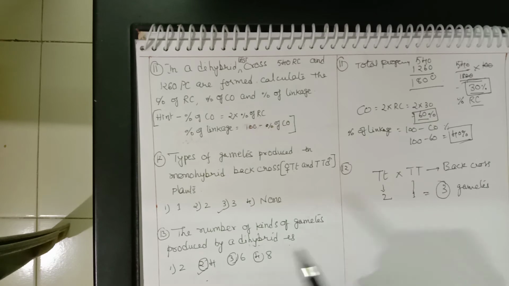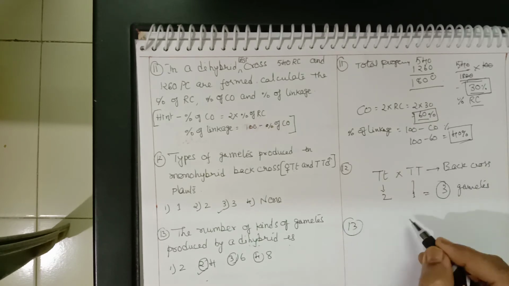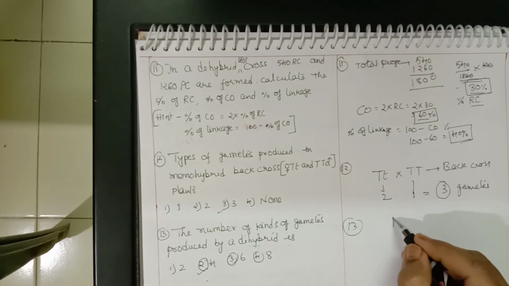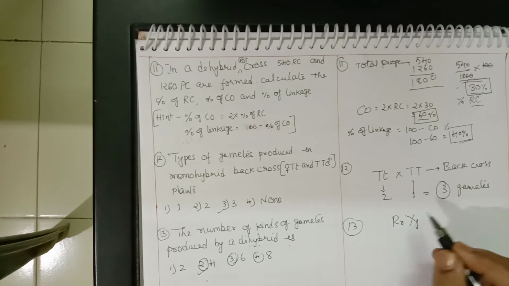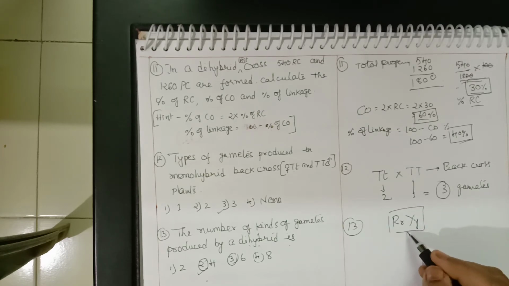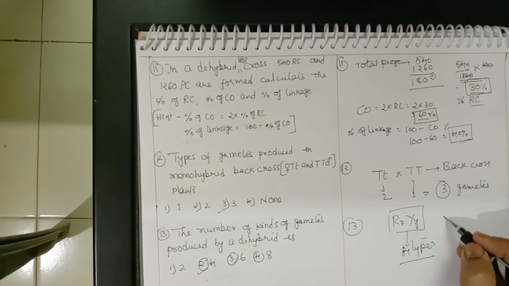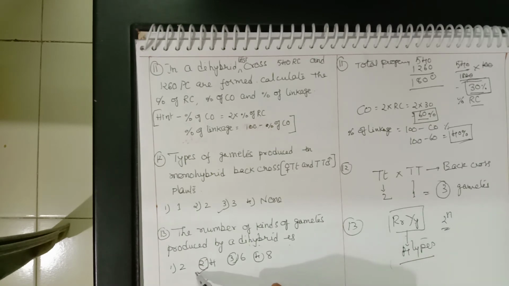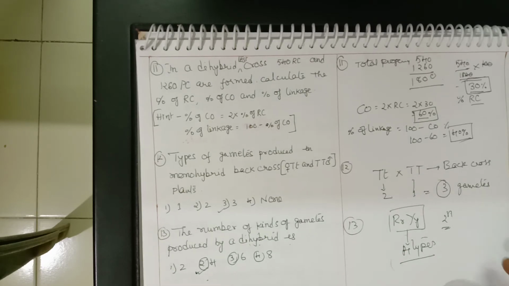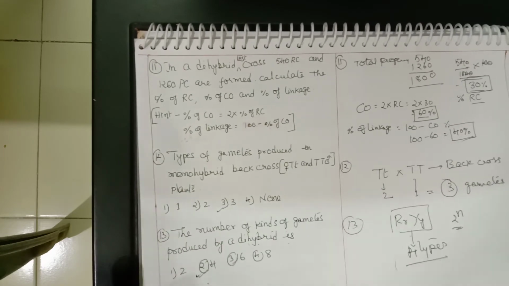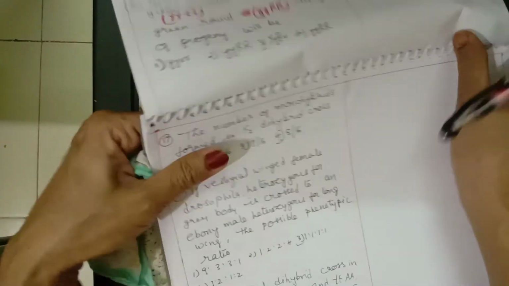Next question: the number of kinds of gametes produced by a dihybrid. When we take a dihybrid, say for round and yellow, this will form 4 types of gametes. Always remember, it depends on the number of heterozygous conditions present. So it is 2 to the power n, where n indicates the number of heterozygous conditions. Based on that we can calculate the number of gametes. So here the types of gametes are 4. Okay, now going to the next question.